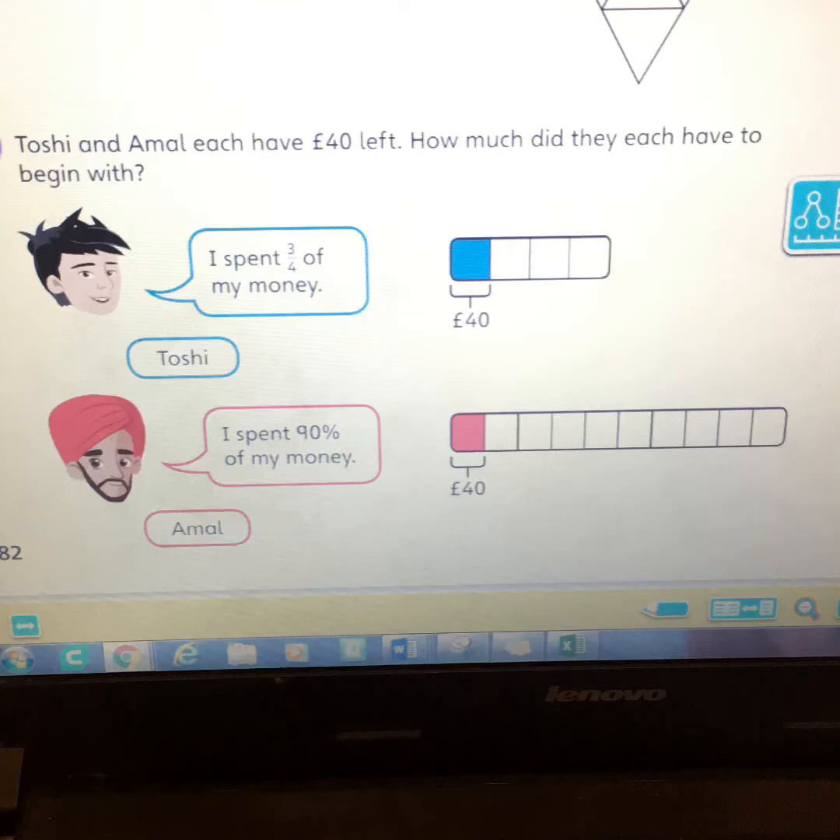Amal has now got £40 left and he spent 90%. So if he spent 90%, he must have 10% left. So see if you can work out what the whole is for him.